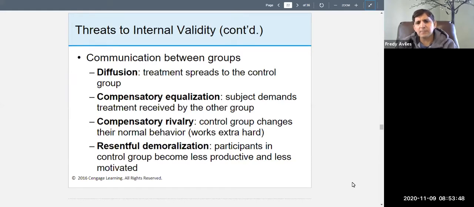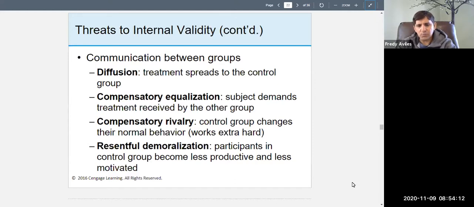And let me give you a better example. Let's say you're testing the effect of a certain drug on weight loss. Okay? And your treatment group, they get the real drug, and they're starting to lose weight. And your control group, right?